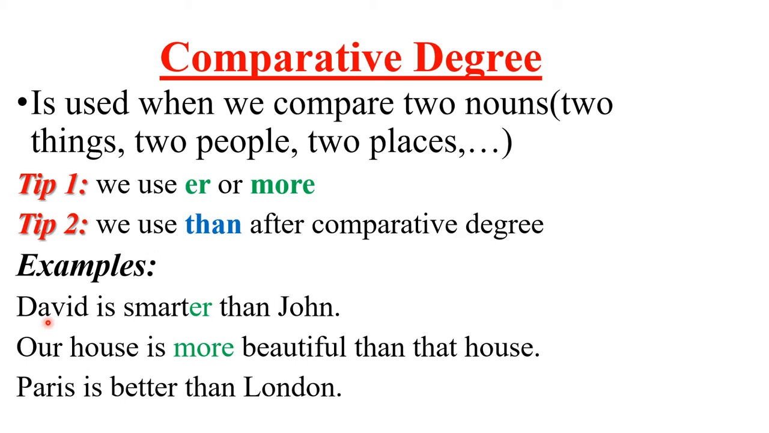For example, David is smarter than John. Our house is more beautiful than that house. Paris is more beautiful than London. So here we are comparing David and John. In the second example, we are comparing our house to that house. Very good. Yeah, you're right. And in the third example, we are comparing the city Paris to London. So here we compared 2 people, 2 places, or 2 things.